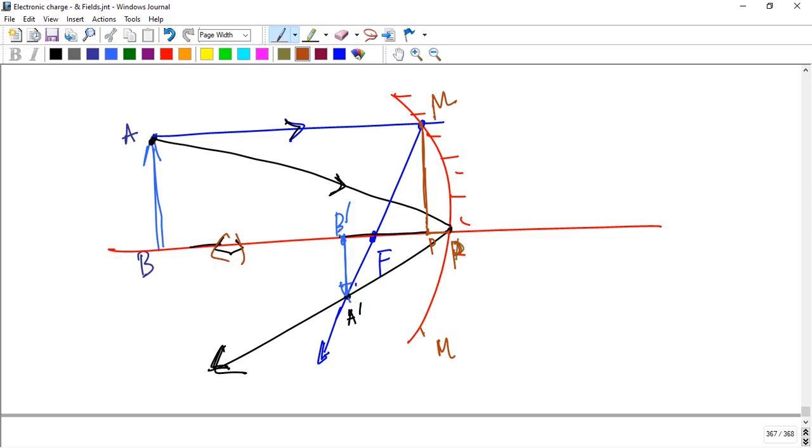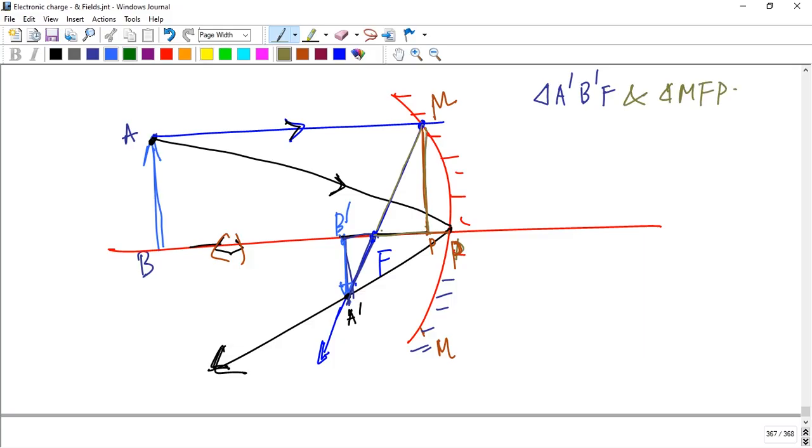Now we see the diagram. These are the concave mirror, the image, and the object. Now see the two triangles here: the triangle A dash B dash A, and the other triangle, the triangle MAP.